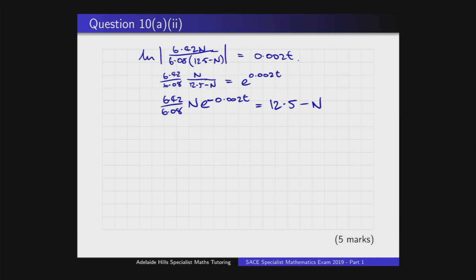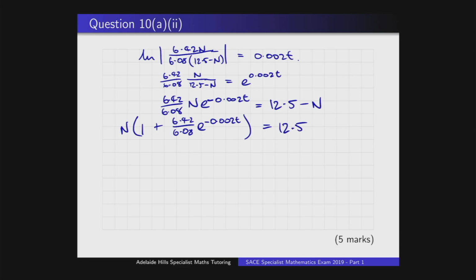Okay, now we can take the minus n that's on the right hand side, bring it over to the left hand side, and then we've got all the n's on the left hand side. So the 1 from the right hand side will give us a 1, and then we've also got a 6.42 over 6.08. Hang on, I closed that parenthesis too soon. And on the right hand side we've got just the 12.5 that's left.